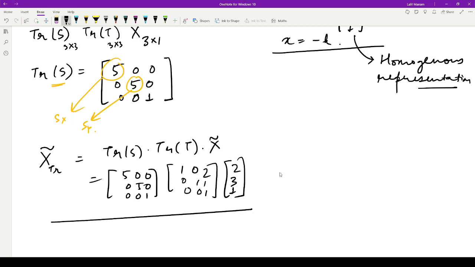Any doubts in this question? Okay, I think no one has doubts. Would be great then. Okay, so then we'll move on to the next question then.